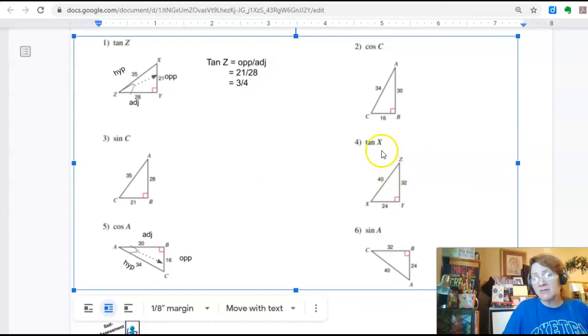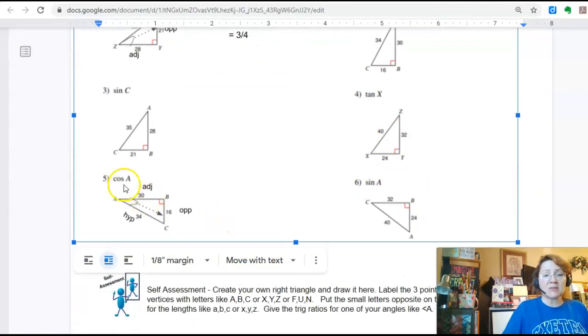Tangent of X. So X is down here, so here's my X. Opposite to X is 32. This is my hypotenuse, that's my longest side. This is my adjacent, this 24. Tangent is opposite over adjacent, and then I reduce it. Cosine of A, well, across from this is my opposite. So 16 is opposite, 30 is my adjacent and 34 is my hypotenuse.